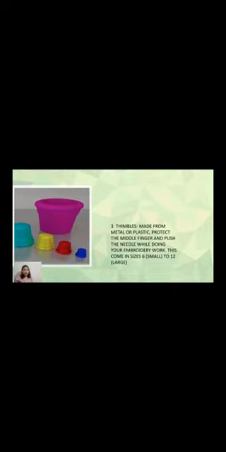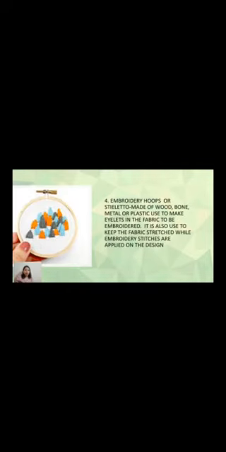Number 3. Thimbles are made of metal or plastic to protect the middle finger and push the needle while doing embroidery work. They come in sizes 6 to 12, small to large. Number 4. Embroidery hoop, or what we call stiletto, made of wood, bone, metals, and plastics, used to make eyelets in the fabric to be embroidered. It is also used to keep the fabric stretched while embroidery stitches are applied on a design.